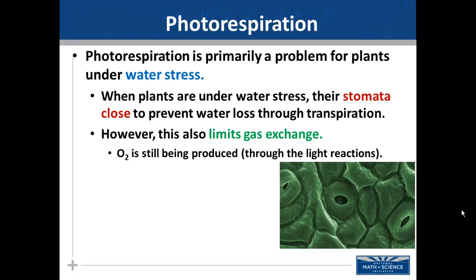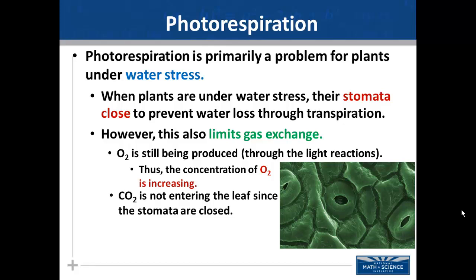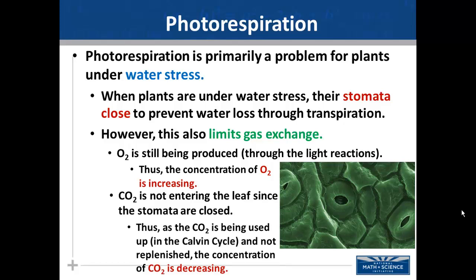So the thing is, though, that oxygen is still being produced through the light reactions, right? That water is still being split, oxygen is still being produced, but now it's building up inside of those air spaces, okay? So the concentration of oxygen is increasing inside of the leaf as the stomata are closed. Carbon dioxide isn't entering since the stomata are closed, the door is shut. So as the carbon dioxide is being used up in the Calvin cycle and not being replenished, the concentration of carbon dioxide is decreasing. Okay, so all the carbon dioxide is stuck outside the plant because the stomata are closed.